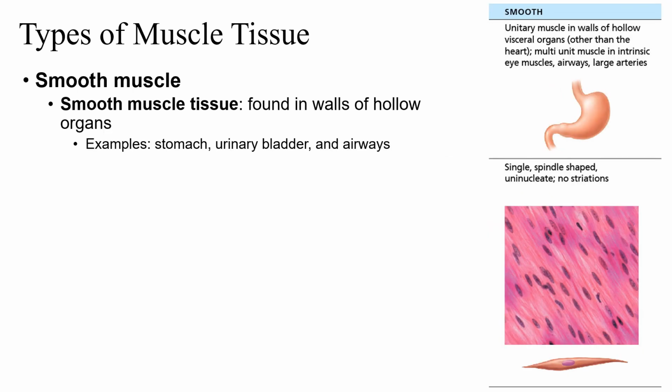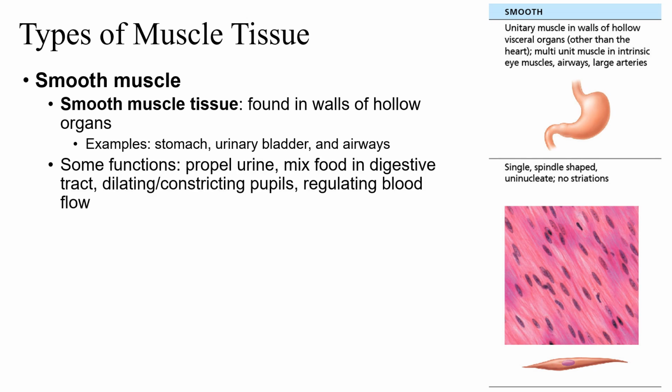For smooth muscle, this last type, this is going to be found in the walls of many of the hollow organs, including the stomach, urinary bladder, and the airways. They're also going to be in large arteries, in the eyes. There's lots of places that you can find this. Some of the functions are going to be propelling urine. The ones in the digestive system are going to mix food and also move food from one place to another. They're usually going to be in charge of dilating and constricting your pupils and regulating blood flow.